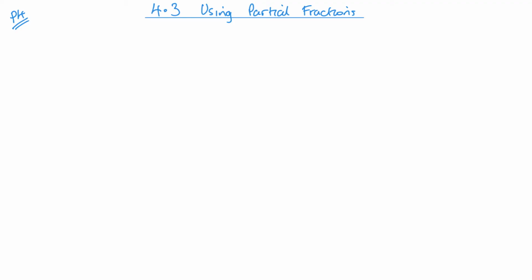Welcome back to P4. Today we're looking at using partial fractions to help simplify the expansions of more difficult expressions. So this is exactly as it sounds. We take what we've got, an algebraic fraction, we split it into partial fractions, and then we expand it using the binomial expansion. Nice and easy, at least it sounds. Let's have a look.